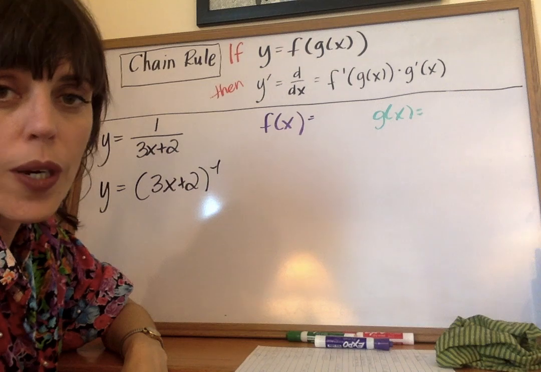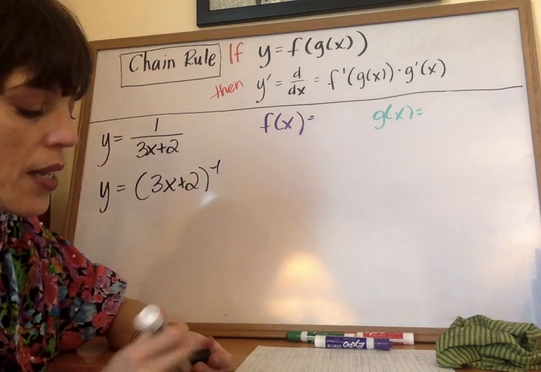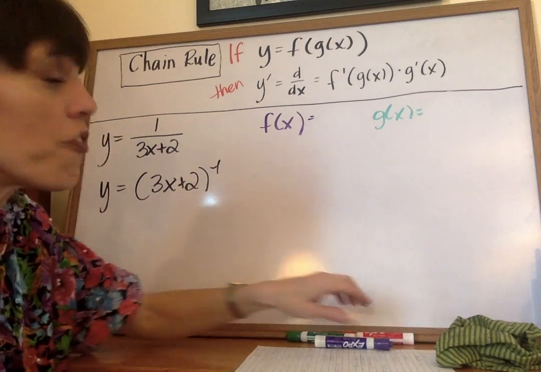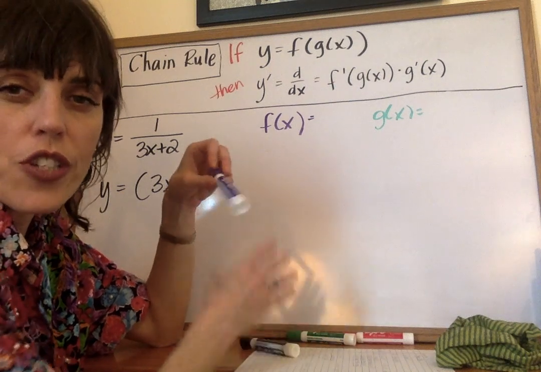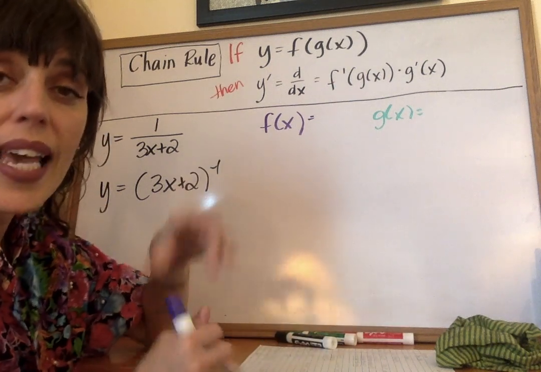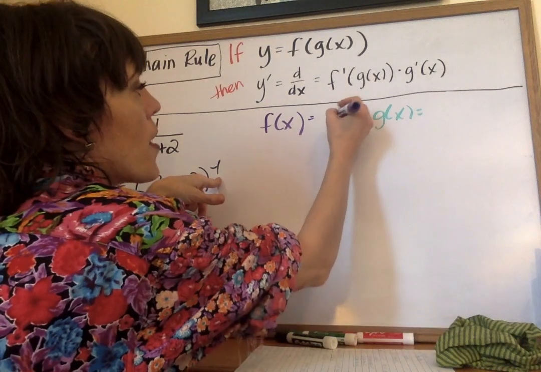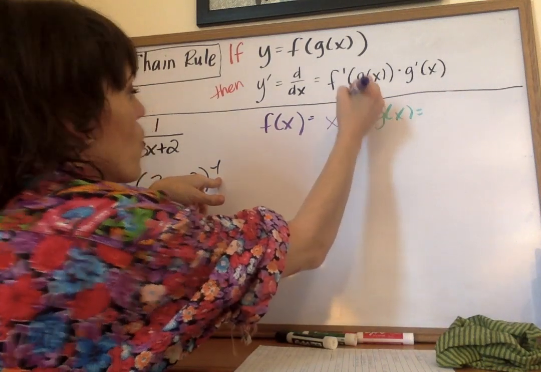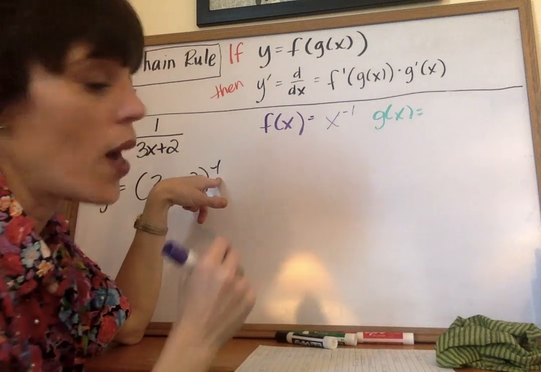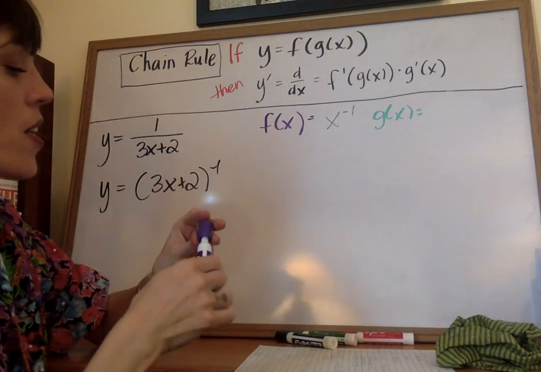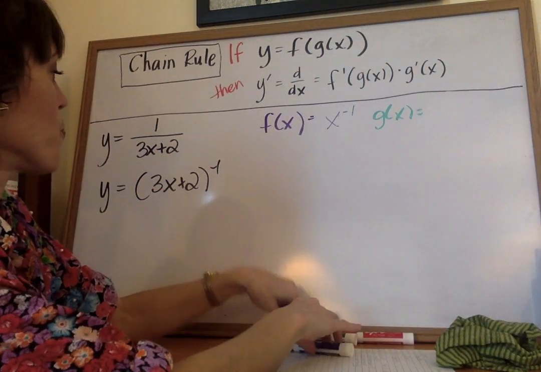3x plus 2 to the -1 power. Okay, now that's going to let me figure out what's my inner function and what is my outer function. My outer function, once again, is a power. I'm going to call this x to the negative, not -1/2, excuse me, -1. And my inner function is the 3x plus 2.